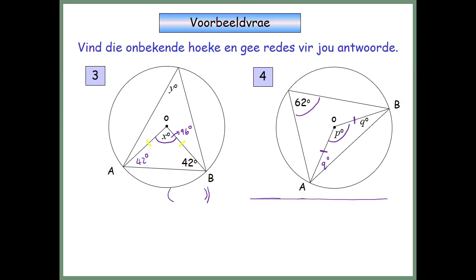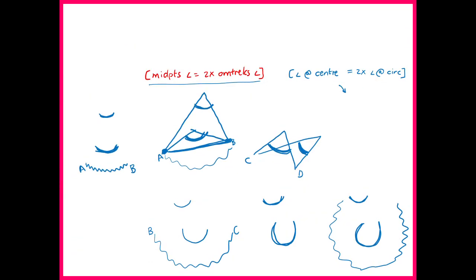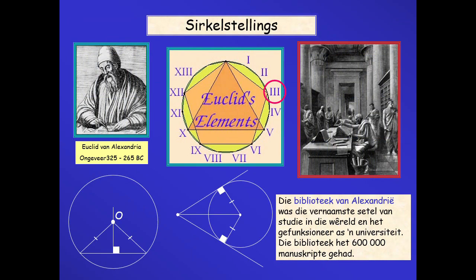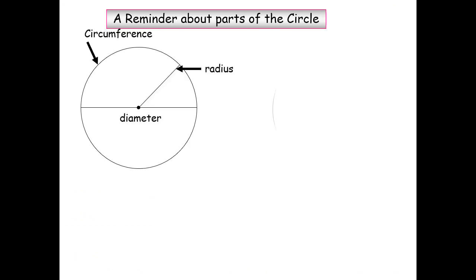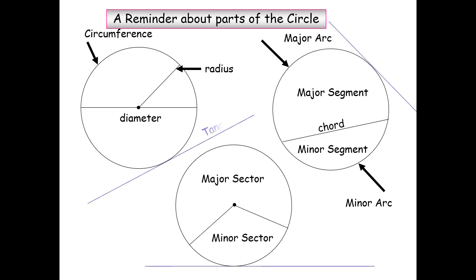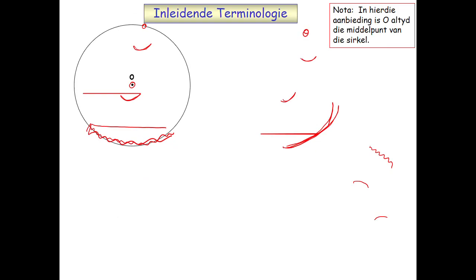Let's do a quick recap of what we've done thus far. Yesterday, we started off with these, where we have a line from the center of a circle that bisects a chord, or that is perpendicular to a chord. So ons het gedoen daai eerste twee stellings.